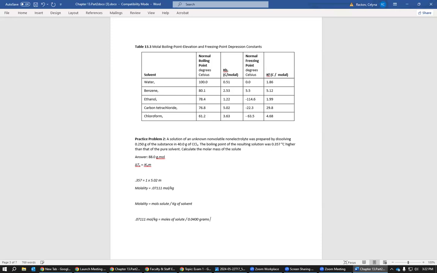Okay, and then find the moles of the solute here. We'll end up multiplying 0.0711 by 0.0400. So the moles of the solute will be 2.84 times 10 to the minus 3 moles.